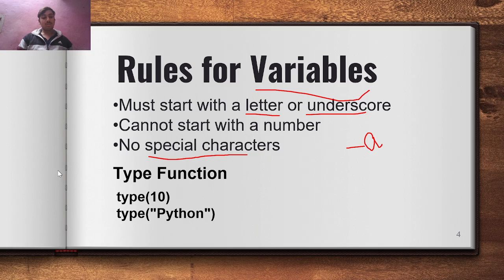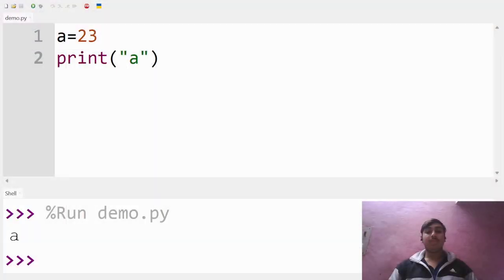Let me show you once. For example, you can name it like this, underscore a, but you can't do this, 2a.